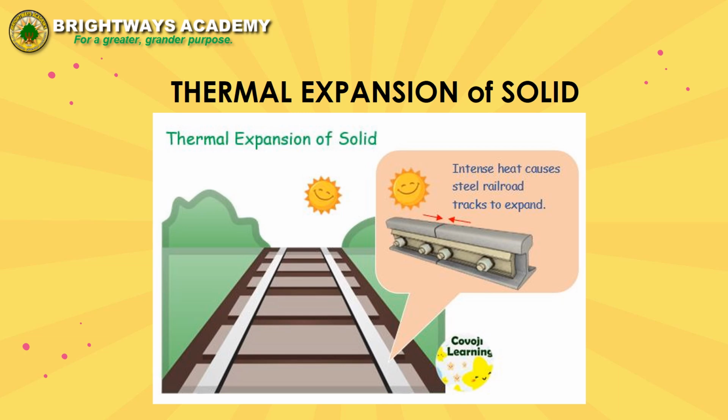Similarly, inflated tires tend to get bulkier in warm weather than in cold weather because the air inside the tires expands as temperature rises. This example illustrates thermal expansion. Thermal expansion is the increase in size of a body because of heat. Generally, matter, like solids, liquids, and gases, expands when heated and contracts when cold.